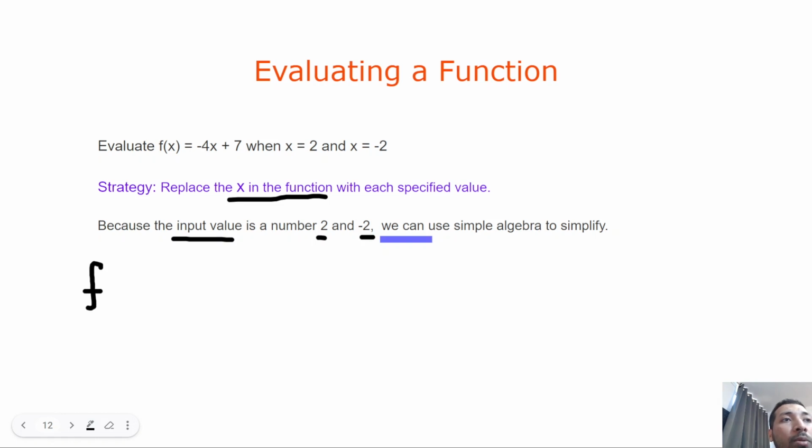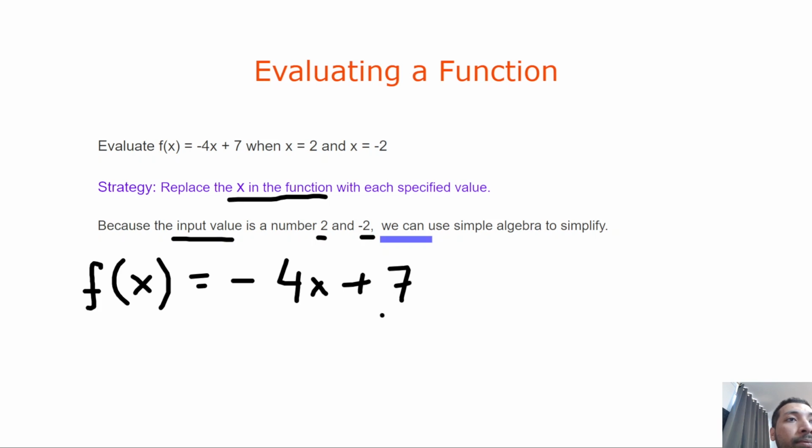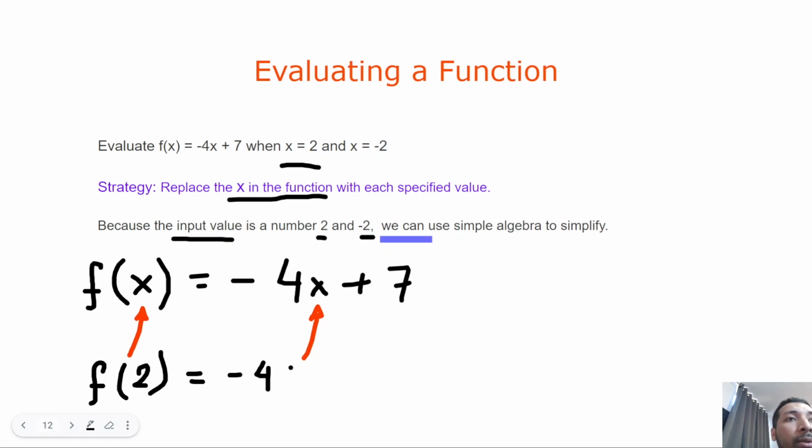First, we just write down the function f of x equals negative 4x plus 7. Now we can see that this is my input and this input corresponds to this x. So we'll just replace this x with the input value 2, and we'll just replace this x with 2 as well.